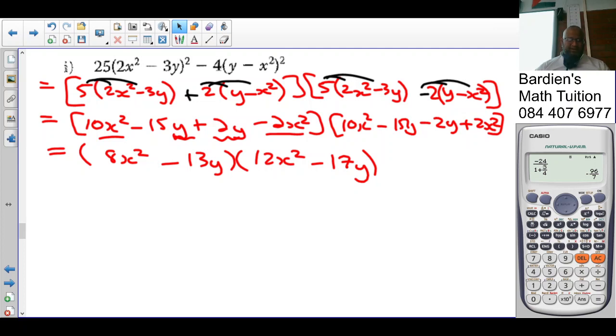Right. Next heading, perfect square trinomials. A perfect square trinomial is of the form a squared plus or minus 2ab plus b squared. We did perfect square trinomials in grade 9, not so? Grade 8? 9, yes, 9. Perfect square trinomials, and this is on page 21.